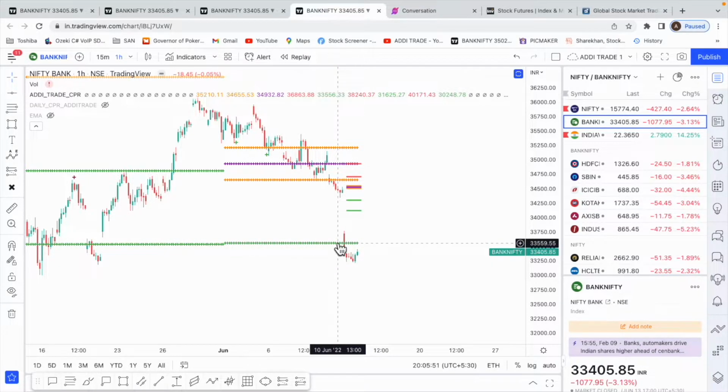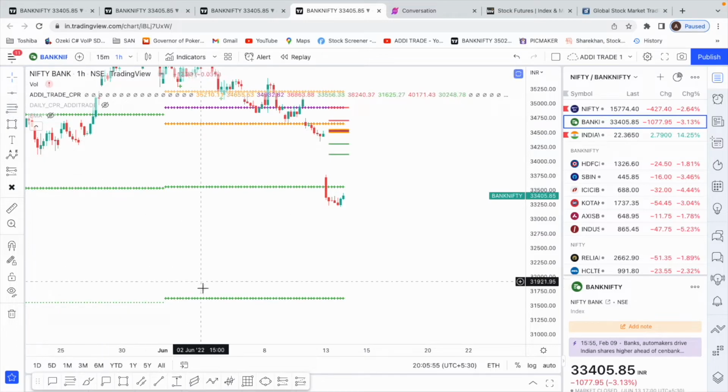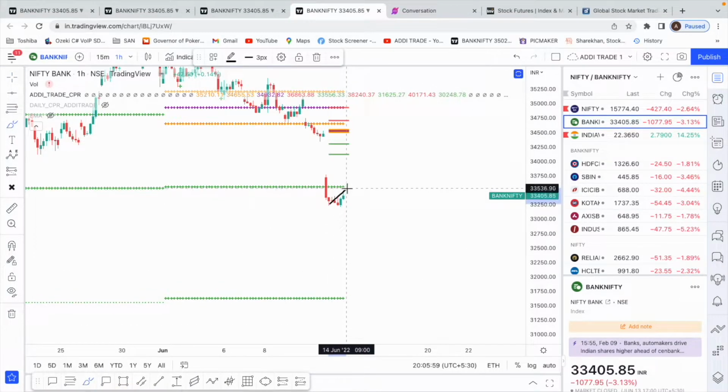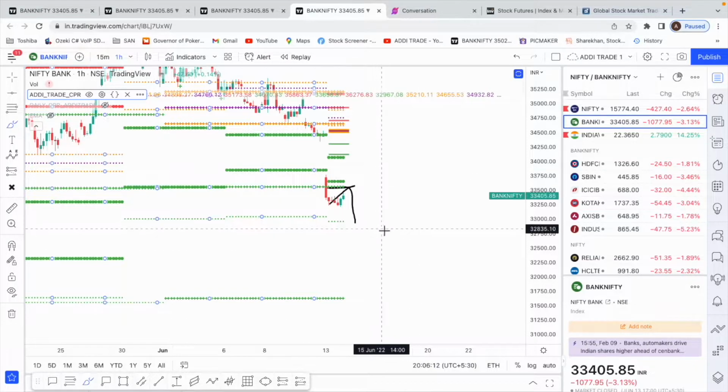Now the next level is, so there is a possibility Bank Nifty might try to come up tomorrow, retest this level, and then probably get a dip again. If we get a dip, then since we are having extended pivots, we can make use of the weekly pivots. See, this week, I'll just turn off the monthly CPR.